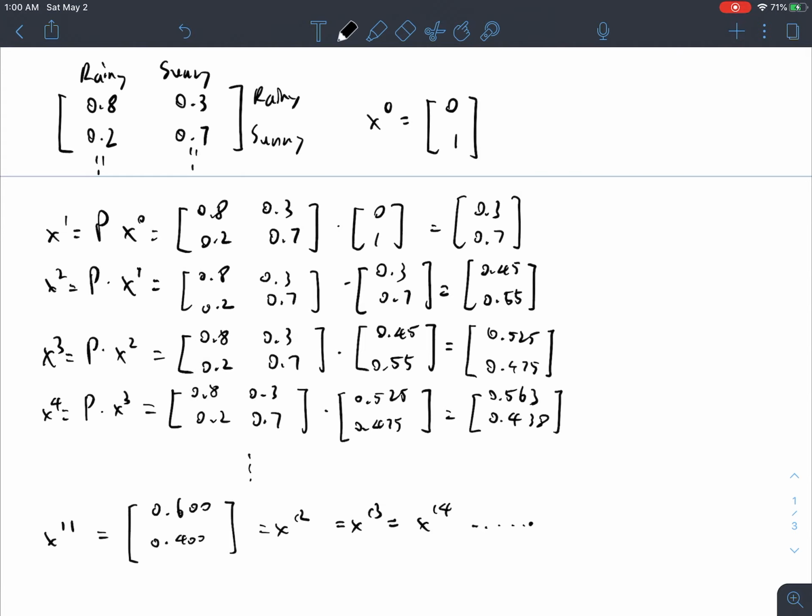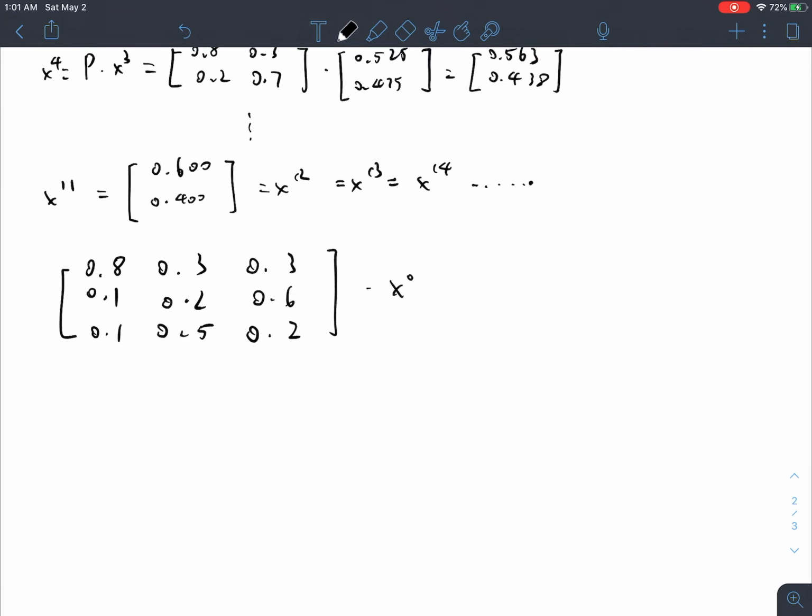If the initial state is sunny, we know that in the foreseeable future, the probability of it remaining sunny is 0.4, and the probability of it being rainy on any specific day after the 11th day will be roughly 0.6. Does this happen to other matrices? Let's try it out. Let's write another 3x3 transition matrix to satisfy our property, and let's say the initial state is 0, 1, 0.